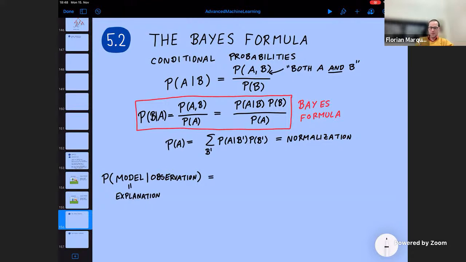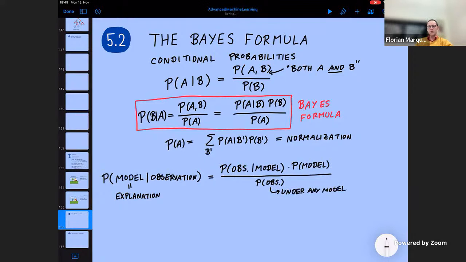And I can use the Bayes formula to revert the order. I can say, well, what's the probability of making this observation given that I assume the model is true, times the intrinsic probability that such a model is true, or that this explanation is true. And I have to divide by the overall probability of this particular observation given any model. So I sum, so to speak, over all possible models, just like we said above, I normalize.